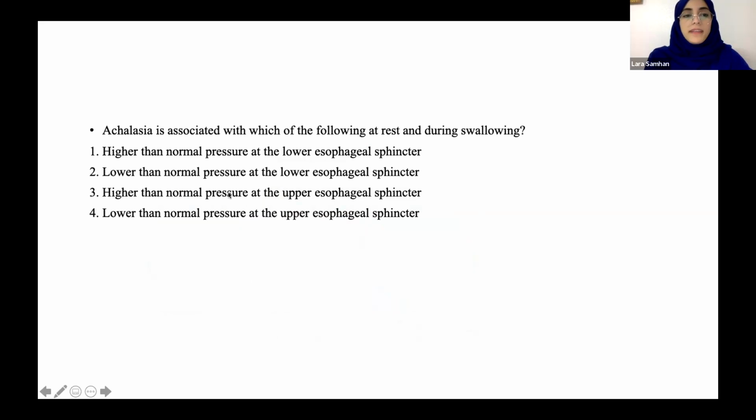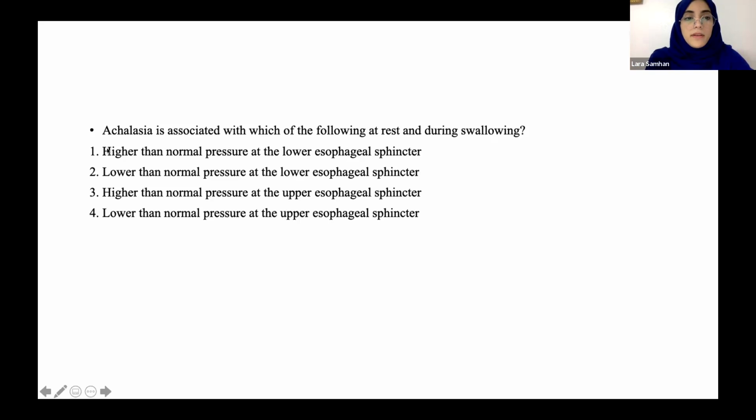Okay, perfect, exactly. So we have in here: achalasia is associated with which of the following at rest and during swallowing. So as we know, achalasia is basically an abnormal increase in pressure at the end of the esophagus, in the lower esophageal sphincter, that decreases the amount of food entering from the esophagus to the stomach.